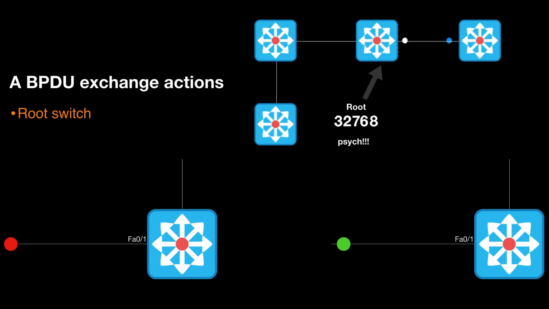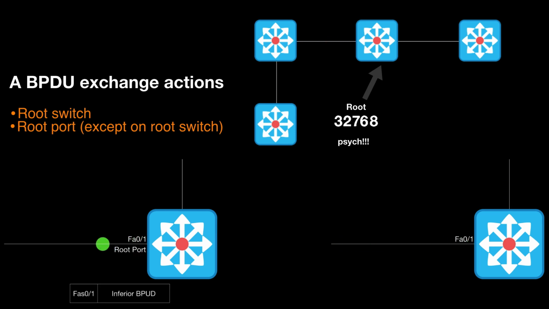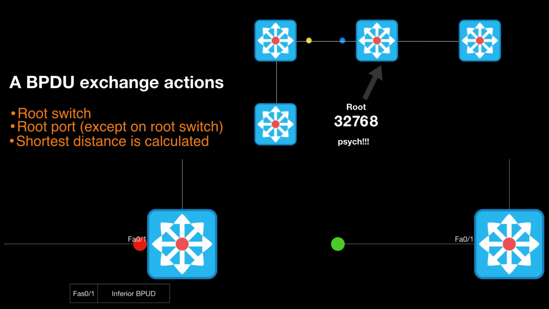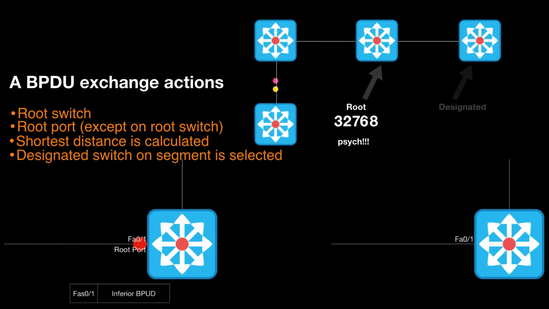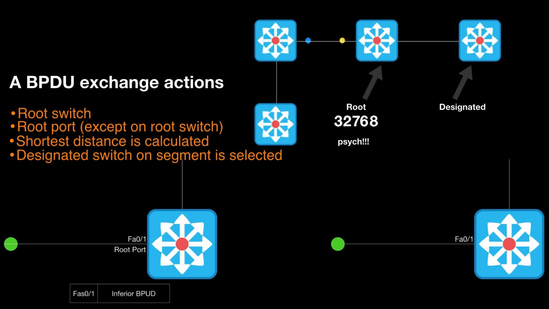A root port is selected for each device, except the root device. This port provides the best path, lowest cost, when the device forwards packets to the root device. The shortest distance to the root device is calculated for each device based on the path cost. A designated device for each LAN segment is selected. The designated device incurs the lowest path cost when forwarding packets from the LAN to the root device. The port through which the designated device is attached to the LAN is called the designated port.